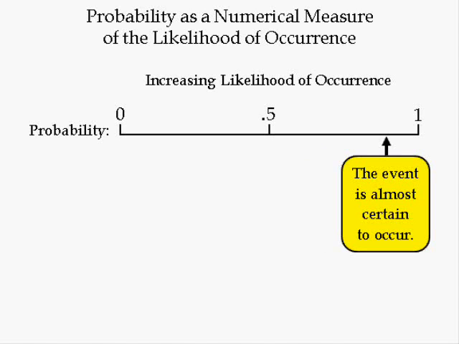An event that is likely to occur has a probability near 1. The probability that it will snow in Antarctica, down in the South Pole, during July, a winter month in the Southern Hemisphere, is probably pretty darn close to 1.